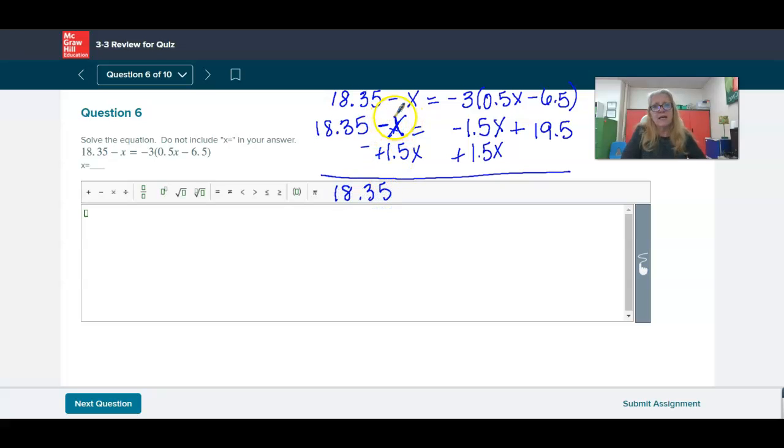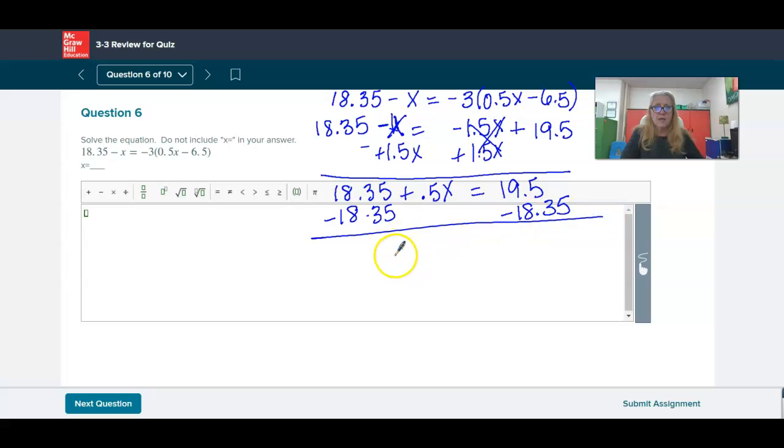18.35. Now, this is -1 plus 1.5. So if we have a -1 and we add 1.5, isn't that going to give us a positive 0.5x? It is. On the right, we have 19.5. Now, this is my variable term, so I want to get it alone. I do that by getting rid of this number. So I need to subtract 18.35 from both sides. Now I have 0.5x on the left. And about time for my handy dandy calculator.